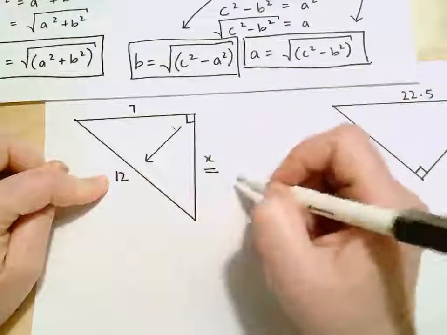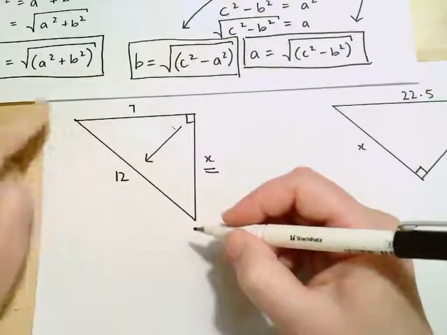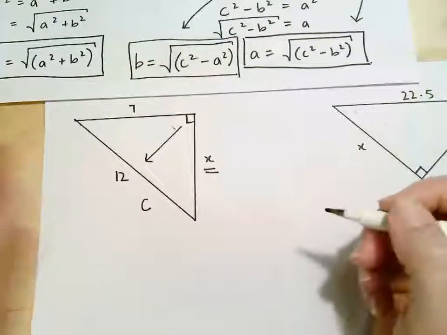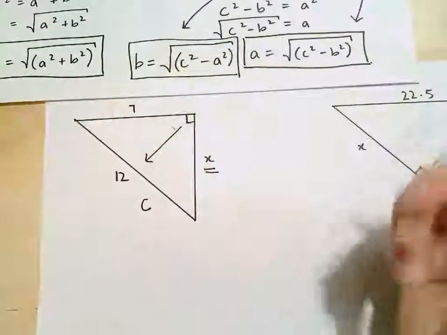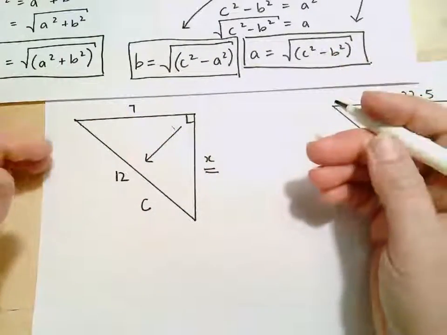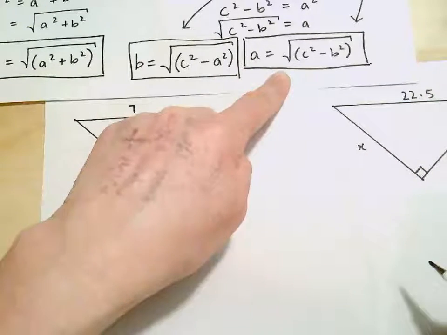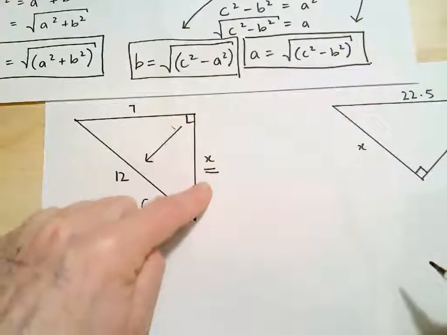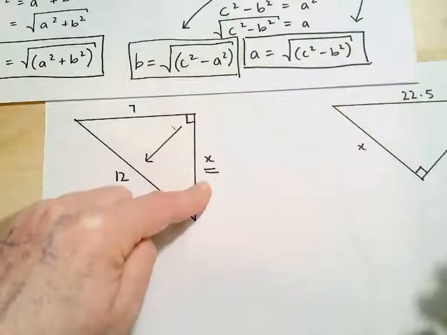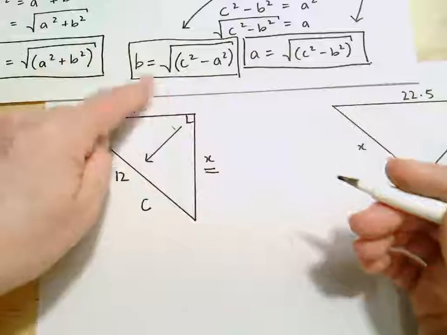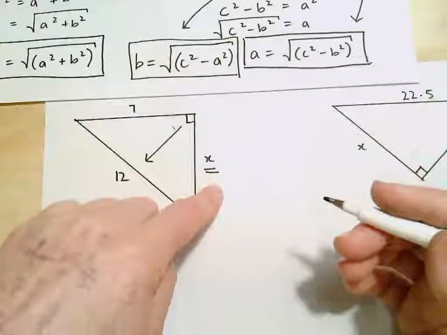So we're calculating a shorter side. Again, I need to label my triangle. Hypotenuse must always be the letter C. A and B, it doesn't matter, but it is going to impact which formula you use. If I'm going to use the A equals formula, I'm going to make sure my unknown is the A, because that's what I'm trying to find. I want A to equal something. If I'm going to use the B equals formula, I'd make this B.